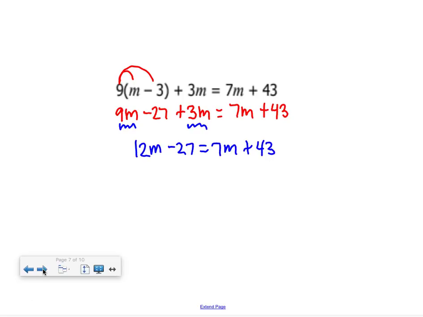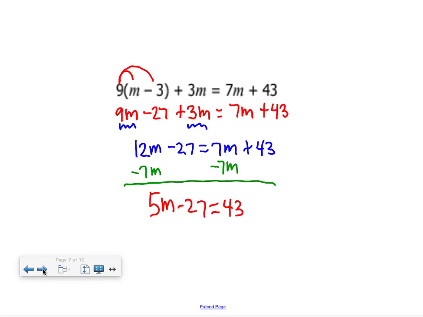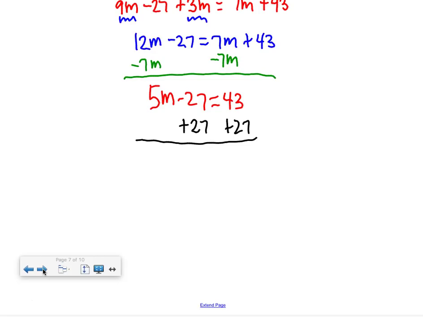Perfect. Now remember, we want to bring our variables to one side. Minus 7m, minus 7m. 12m minus 7m is 5m. Minus 27 equals 43. Again, I want to get my m alone, so I want to bring over that 27, plus 27. So I'm left with, I got space here, 5m equals 60, if I did my math right.